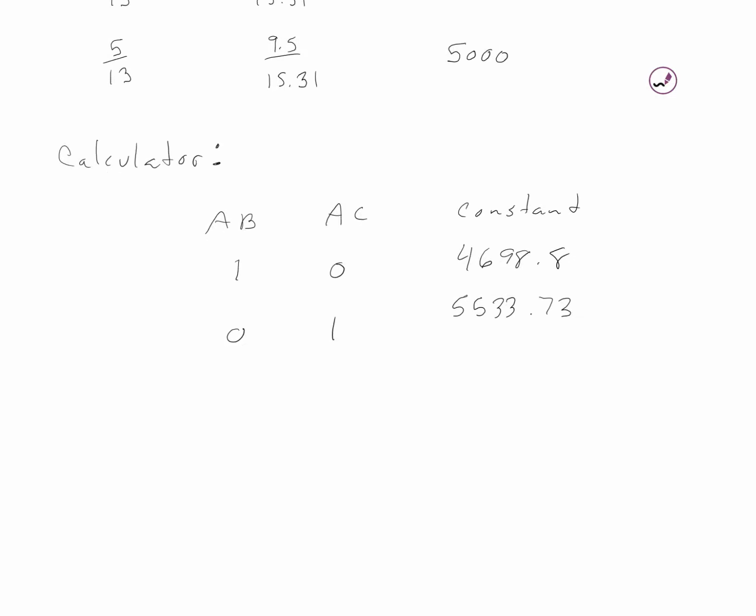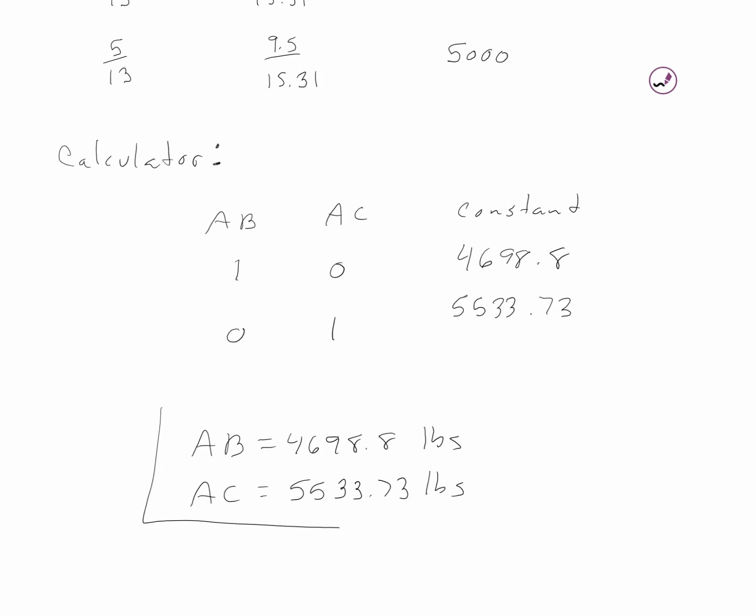So that tells me then my answer, AB, is 4698.8, and then we're in pounds. And then AC, 5533.73. And that takes care of this problem.